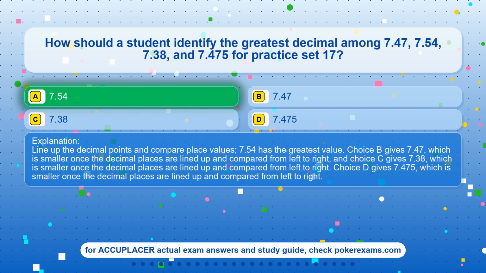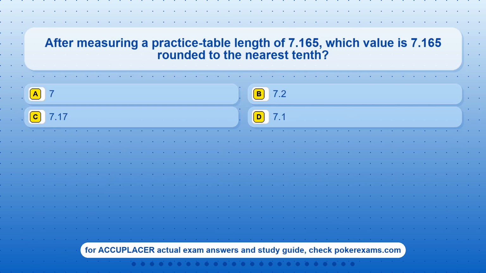Question 6. After measuring a practice table length of 7.165, which value is 7.165 rounded to the nearest tenth? Option A, 7. Option B, 7.2. Option C, 7.17. Option D, 7.1.